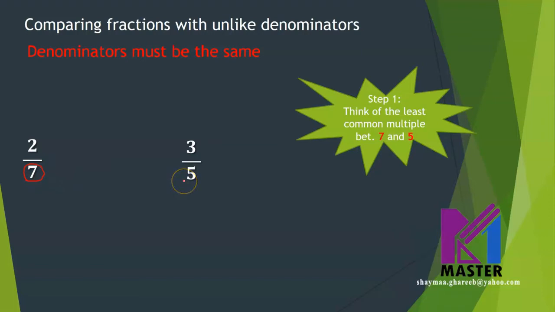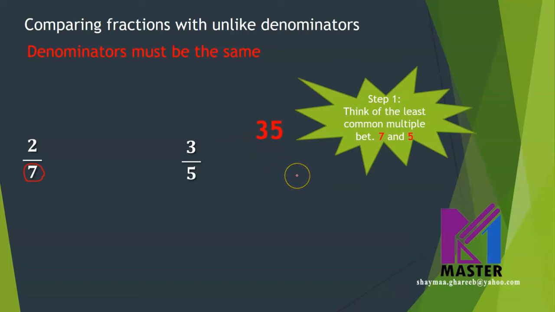Is it a multiple of 5? No. So I will move to the next multiple. 7, 14, then 21. Is 21 a multiple of 5? No. So next multiple will be 28. Is 28 a multiple of 5? No. So the next multiple will be 35. Is 35 a multiple of 5? Yes. And it's a multiple of 7 as well. So this is the first common multiple between the 7 and the 5. So my common multiple will be 35.